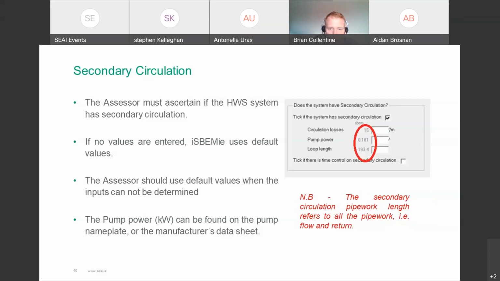And just for clarity, you can enter 2 values and leave 1 blank, for example, and it will still run. The pump power in kilowatts can be found in the pump nameplate or the manufacturer's data sheet. So that pump on the return side of the secondary circulation can be entered into the program for accuracy. NB, the secondary circulation pipework length refers to all the pipework, i.e. the flow and return. Just one to bear in mind.